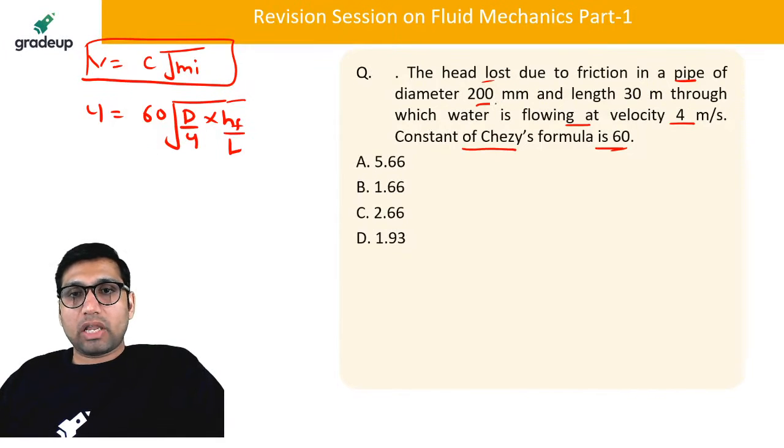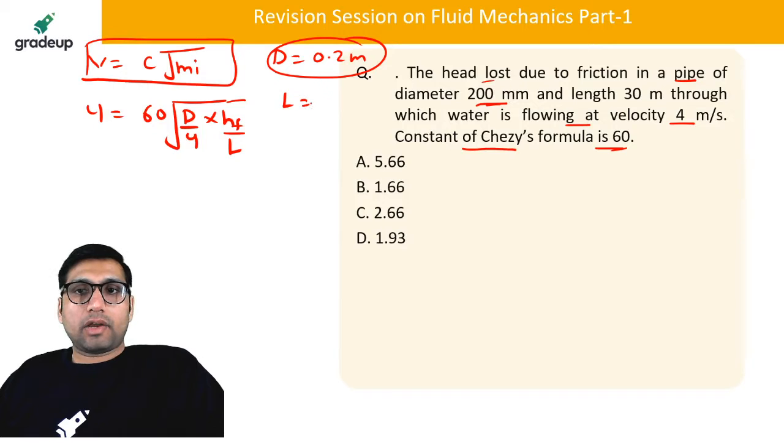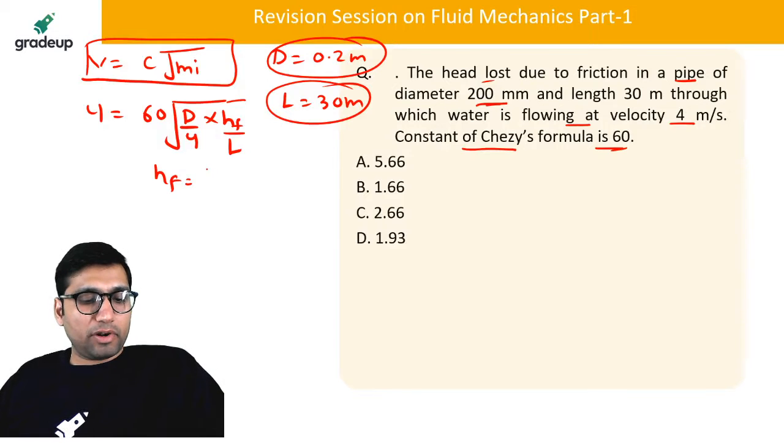The diameter is also given, 200 mm. Diameter is equal to 200 mm or 0.2 meter. The length is equal to 30 meter in this question. The head loss you can easily find from here. What is the value of head loss?